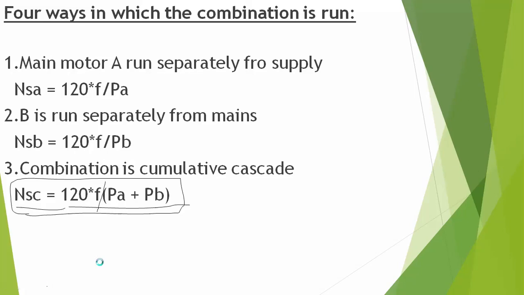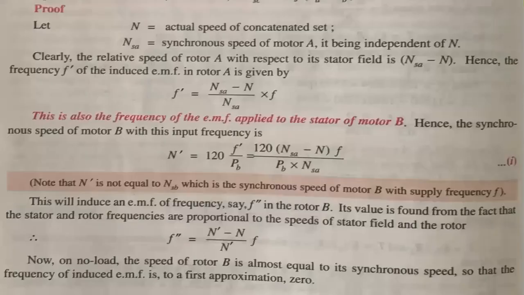So see the proof. Let N be the actual speed of the concatenated set, the total actual speed of the concatenation set. And NSA is the synchronous speed of motor A. This NSA is independent of N, it is not dependent on N.